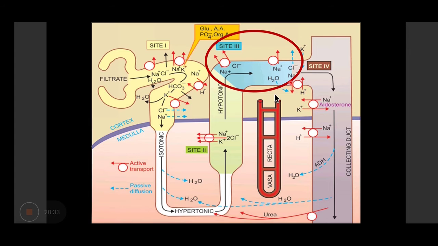Okay. So site 3. Now we move on to site 3. So site 3 is cortical diluting segment. ये थोड़ा सा डायग्राम में ना आपका इतना बेंड नहीं आना चाहिए था यहाँ पे. But anyway, since KDT has made it. So site 3 is the cortical diluting segment of loop of Henle.